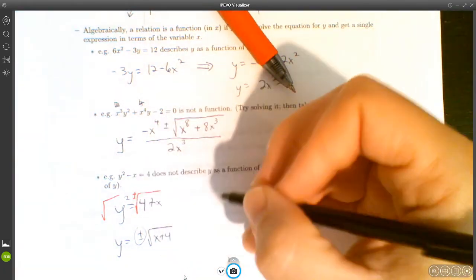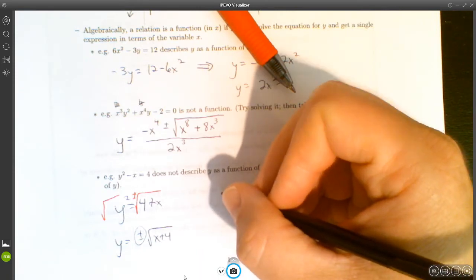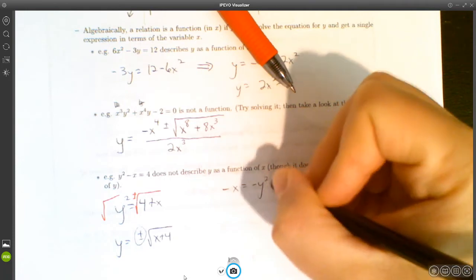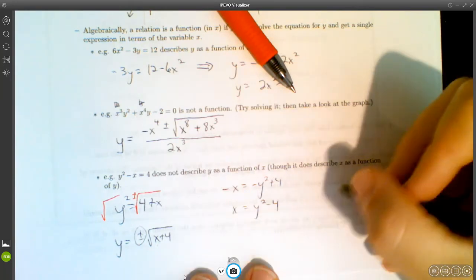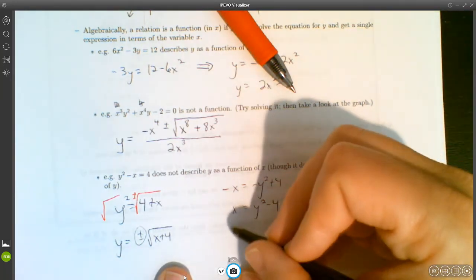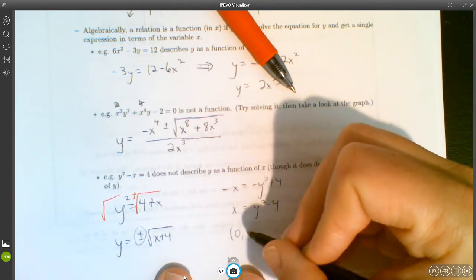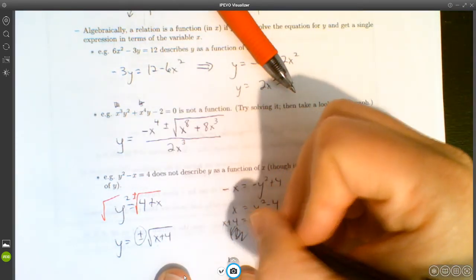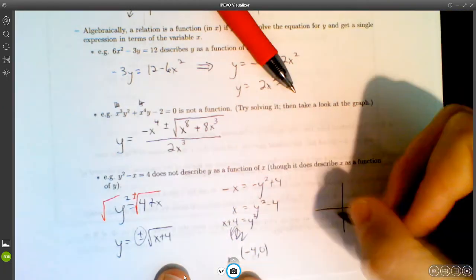We know what this is, though. It's a parabola, right? If you solve for x, you can say negative x equals negative y squared plus 4, or in other words, x equals y squared minus 4. So this is just a parabola that opens right, and that's been shifted. Well, what would the vertex be? The vertex would be the point 0, or actually, no, we would bring the 4 over, wouldn't we? We would say x plus 4 equals y squared. So really, we would say the vertex is negative 4, 0.